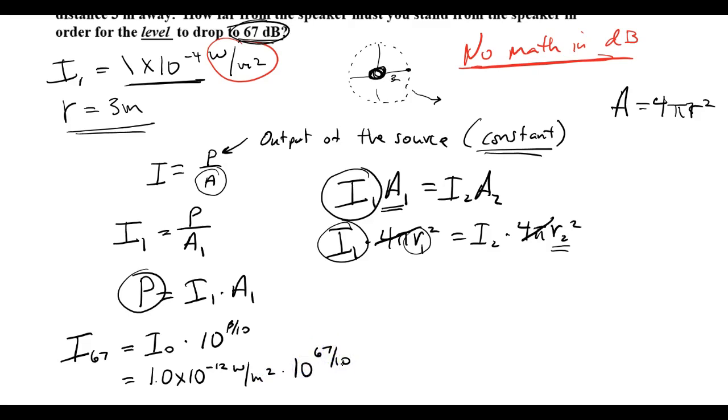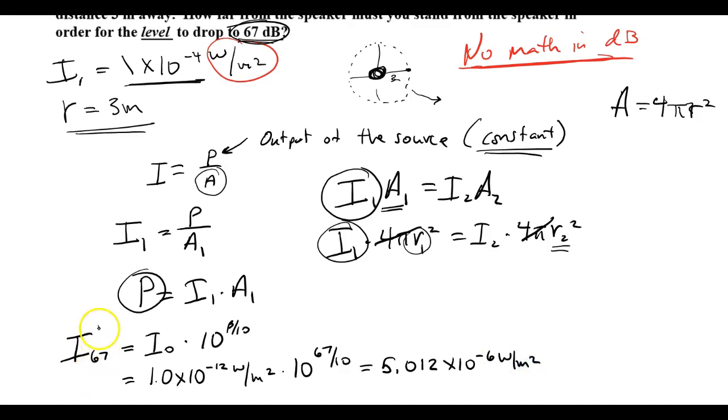So I'm going to punch my calculator. I'm going to say 1 times 10 to the -12th times 10, in parentheses, raised to 6.7, because 67 divided by 10 is 6.7. I'm going to get 5.012. So the intensity is 5.012 times 10 to the -6 watts per meter squared.